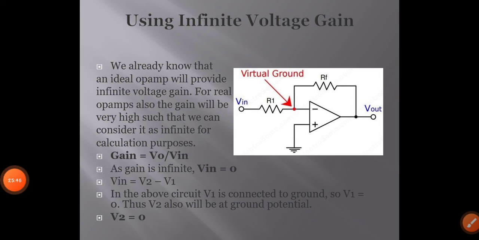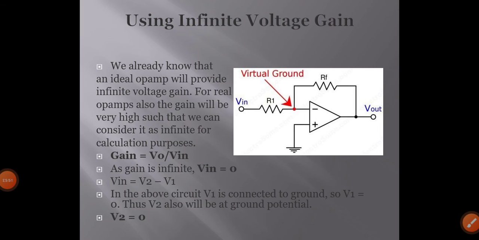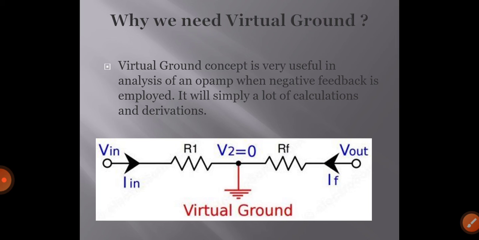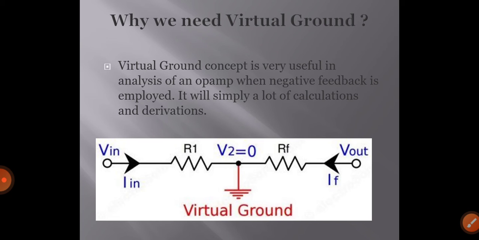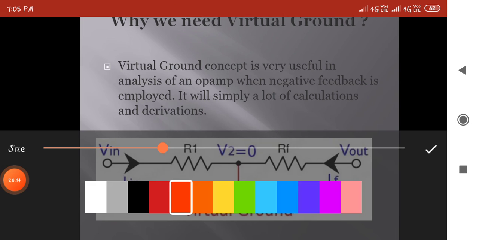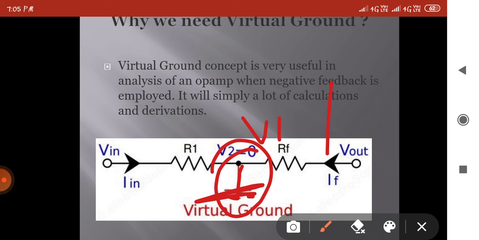Next, in this circuit we have to analyze it in series order. The virtual ground concept is very useful in the analysis of the op-amp. Negative feedback is employed, which simplifies a lot of calculations and derivations. Why is it in series? It is the negative feedback. That's why we are using R1 and RF in series, and the middle one connects to ground here. That is the role; it is called a virtual ground.